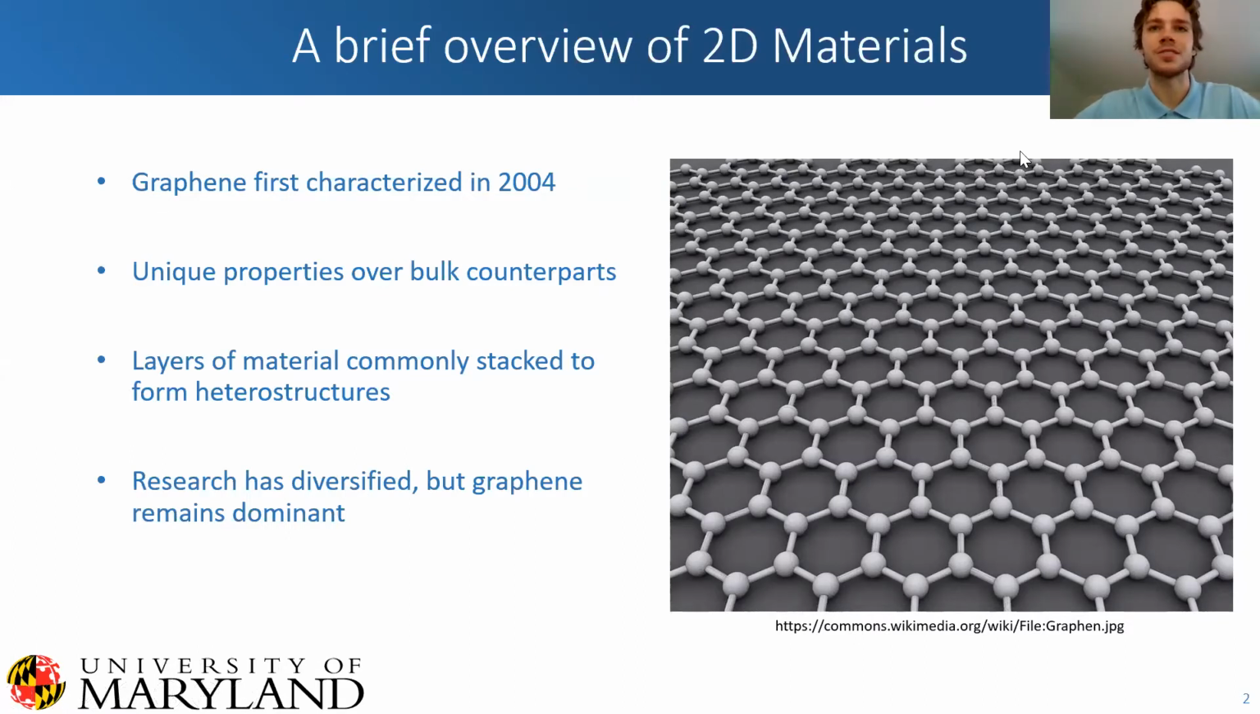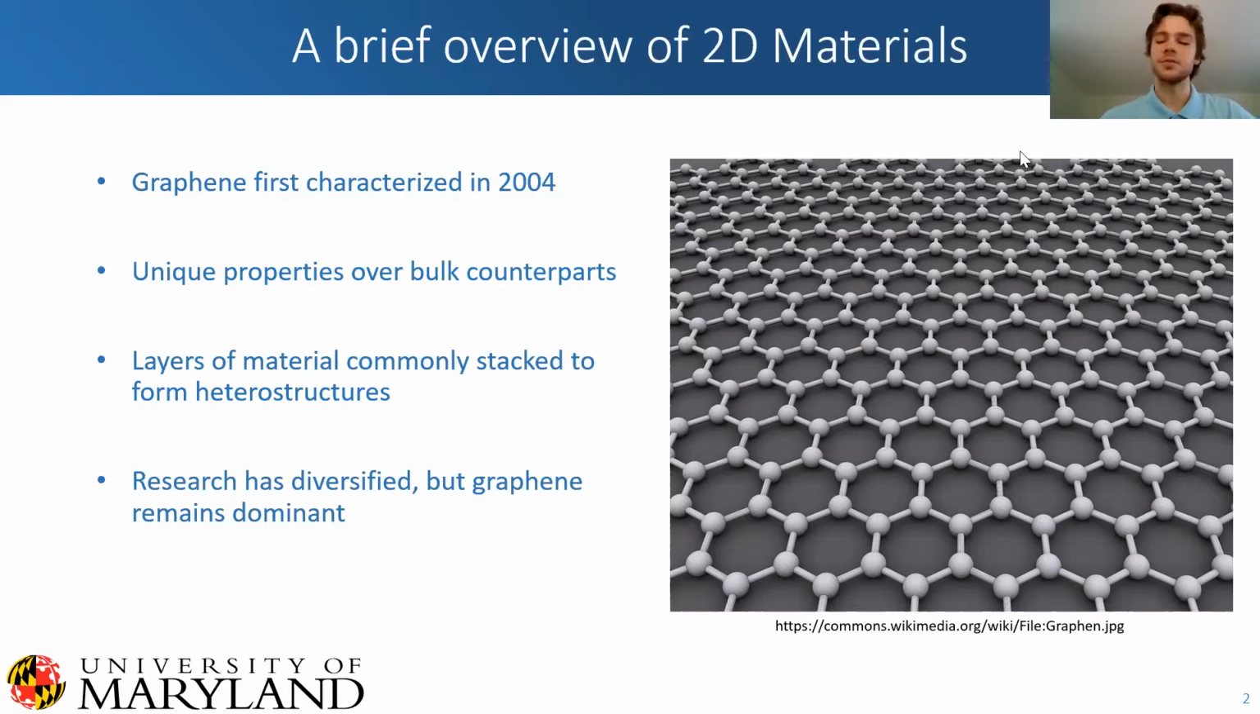Graphene was first characterized in 2004 by these two guys at the University of Manchester, and that's the structure of graphene there on the right. It's a hexagonal lattice of carbon atoms in two dimensions. And it has unique properties over its bulk counterparts, including a very high carrier mobility, theoretically as high as 100,000 centimeters squared per volt per second. And obviously, since it's a 2D material, it has very high surface area.